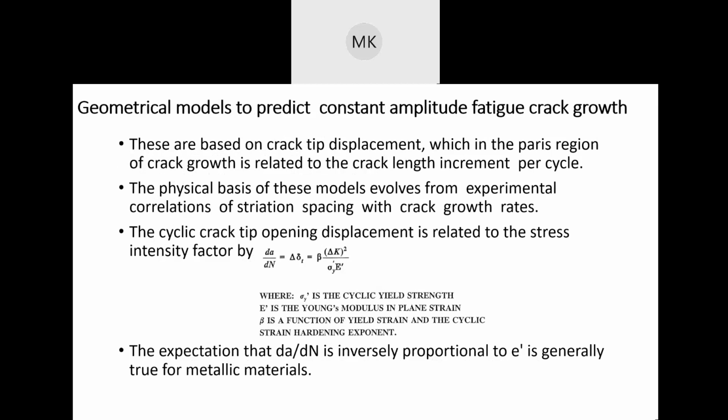Another thing is the geometrical model to understand constant amplitude fatigue crack growth. This is based on crack tip displacement. You can have an extensometer, which, as I explained before, is kind of like a strain gauge. An extensometer is like two blades connected to a sample, where one blade is movable and another blade is constant. When the material moves, the movable blade moves along with it, and it gives you the strain happening between the two blades.